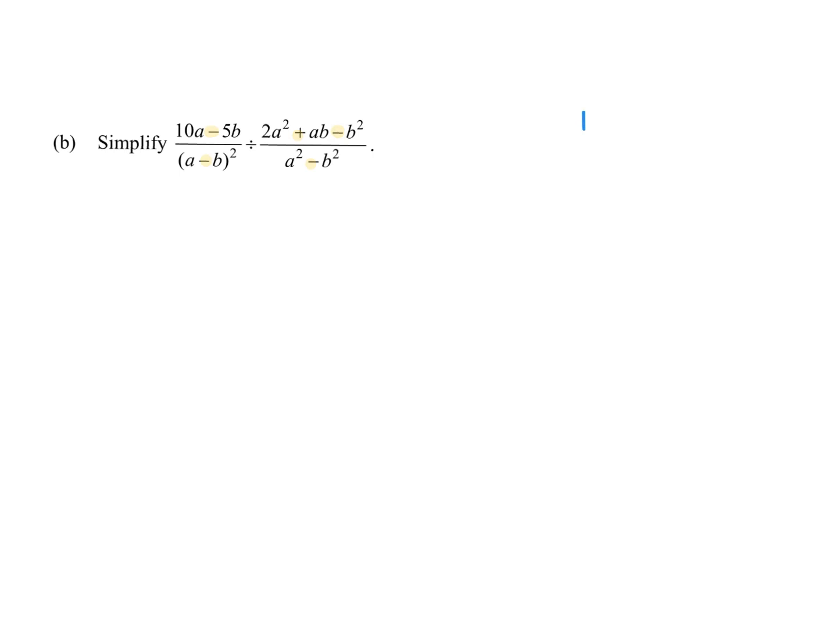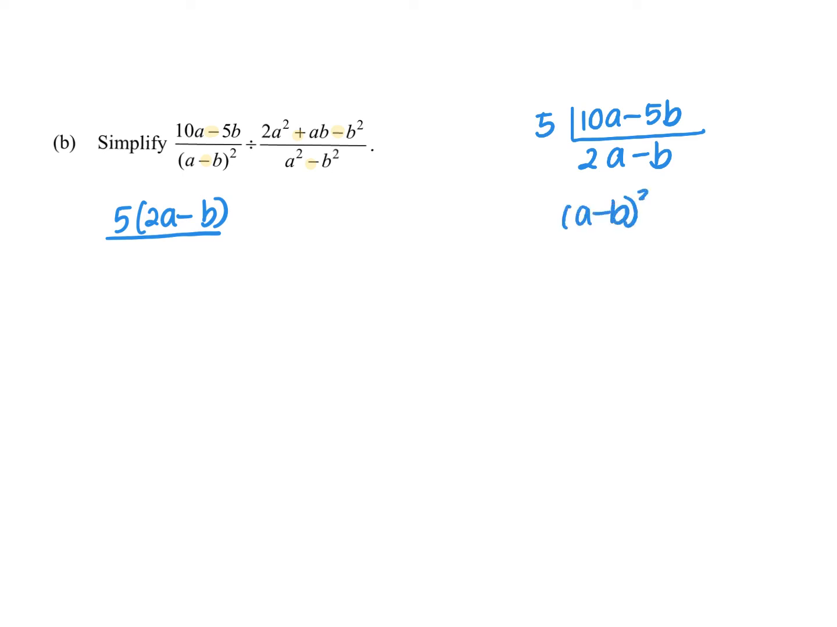So I will have 10a minus 5b. The common factor over here is 5. I'm left with 2a minus b. So this one will be 5, 2a minus b. All right. Then next one, what is a minus b whole thing squared? A minus b whole thing squared, when you have the power 2 over here, it means it's repeated without changing the sign. So it's exactly the same repeated 2 times. So I'll have a minus b, a minus b.